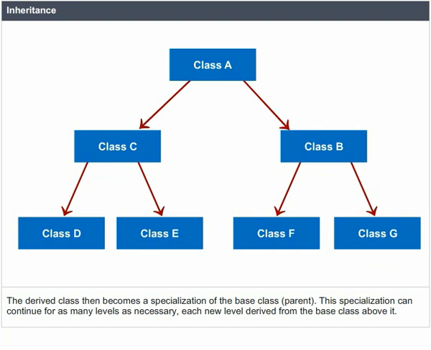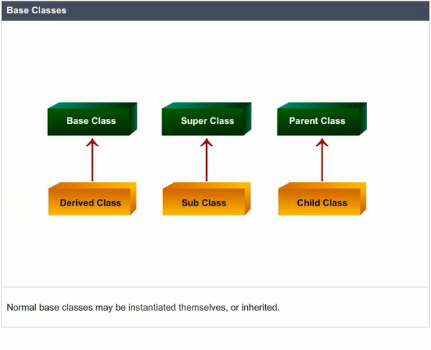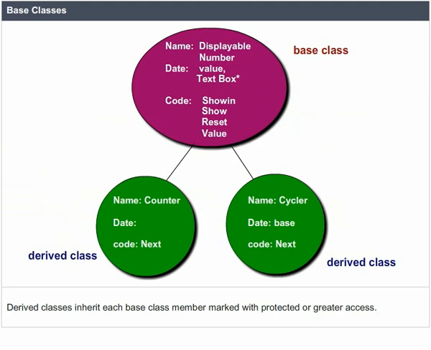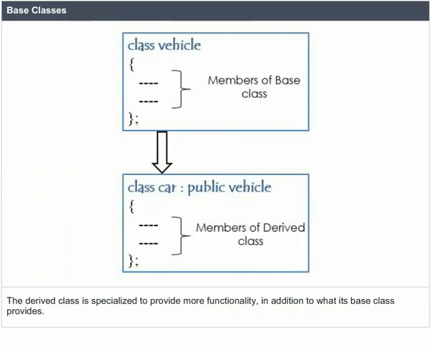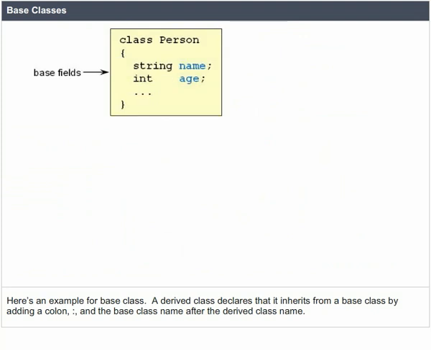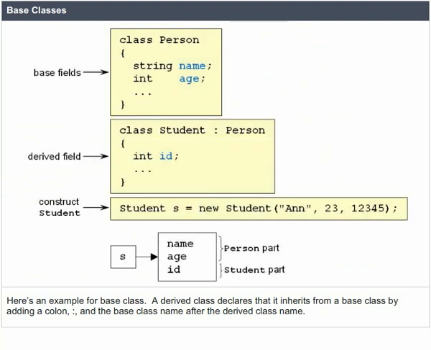Base classes. Normal base classes may be instantiated themselves or inherited. Derived classes inherit each base class member marked with protected or greater access. The derived class is specialized to provide more functionality in addition to what its base class provides. Here's an example for base class. A derived class declares that it inherits from a base class by adding a colon and the base class name after the derived class name.